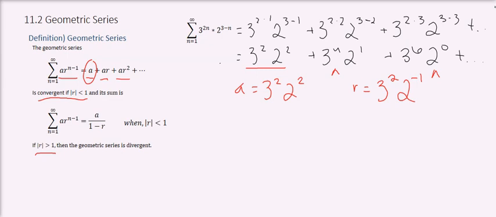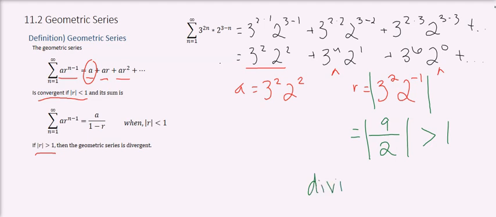So now that we've identified our r, let's figure out whether or not this series is convergent or divergent. In order to do that, let's take the absolute value of what we got. So our 3 squared is 9, and 2 to the negative 1 drops our 2 down into the bottom. 9 over 2 is greater than 1. Therefore, this geometric series is divergent.